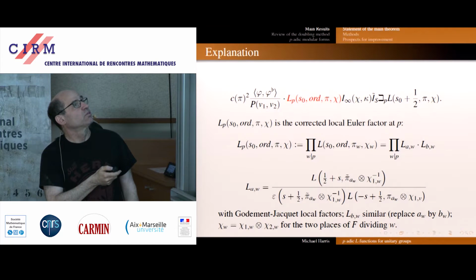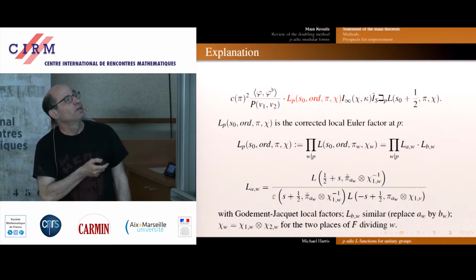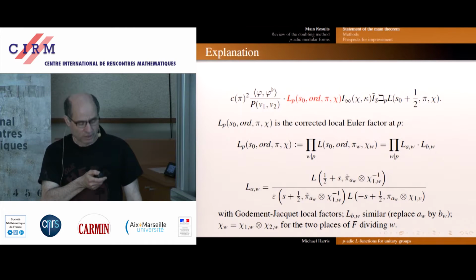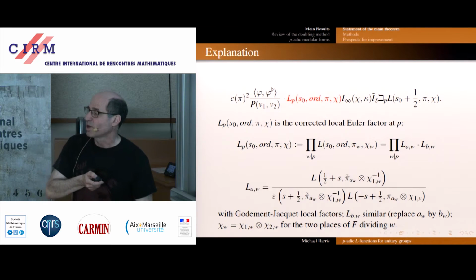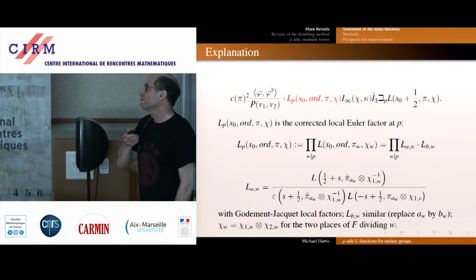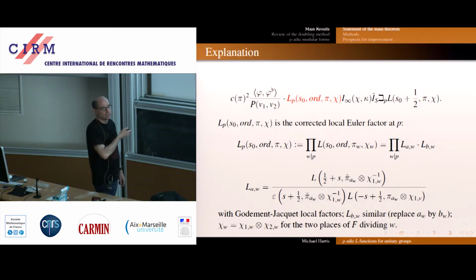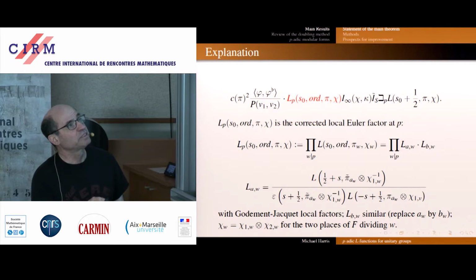It's the corrected local Euler factor. So, and here it is. It's a product over the primes dividing p. For each, this ord means that it's the ordinary refinement. There's one for each refinement in the theory of p-adic L functions, but this is the ordinary one that gives you a function that essentially lives in a finite extension of an Iwasawa algebra. So there's one piece for A and there's one piece for B. Okay.